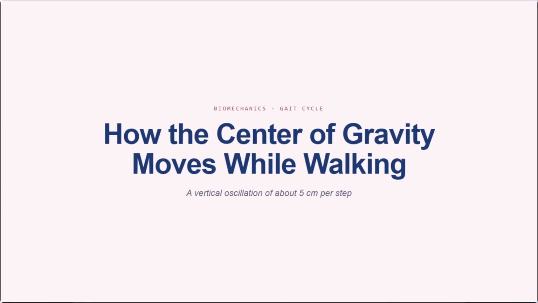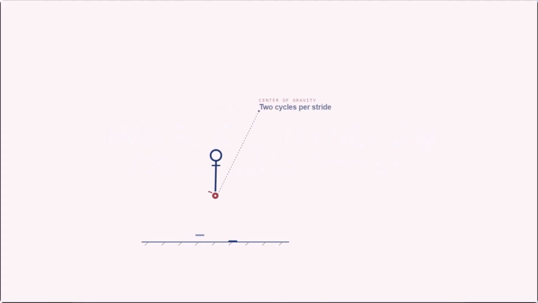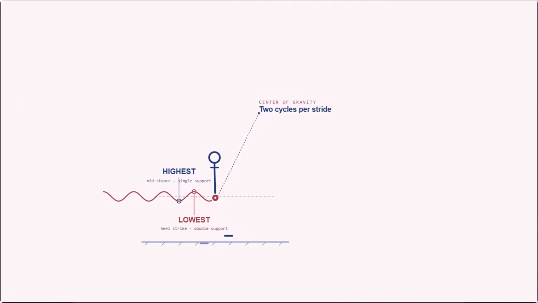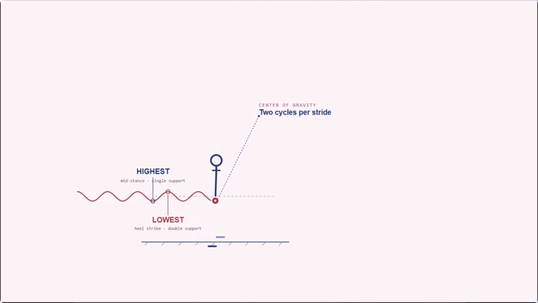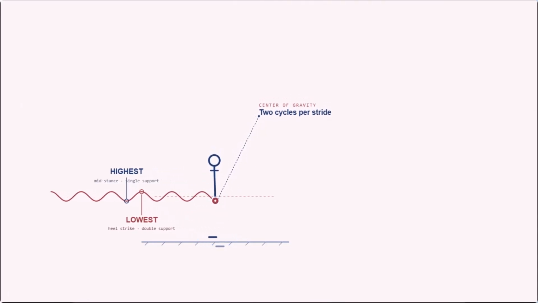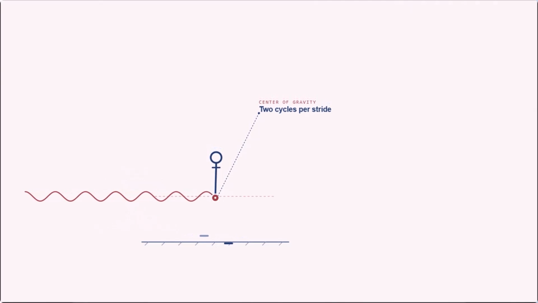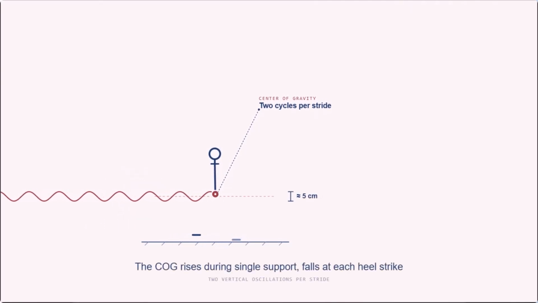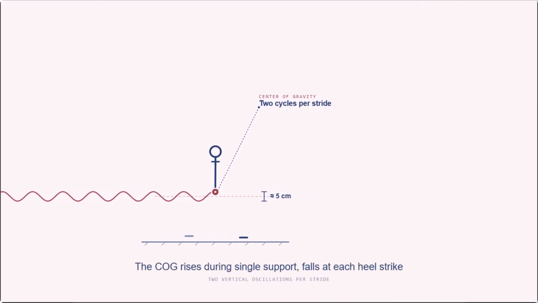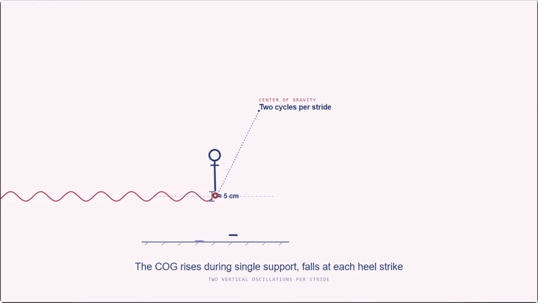When you walk, your center of gravity doesn't travel in a straight line. It gently rises and falls. Watch the red marker at the pelvis as this figure takes a step. It reaches its highest point at mid-stance, when the body is balanced over a single supporting leg. And it drops to its lowest point at heel strike when both feet briefly share the load. The result is a smooth wave, about 5 centimeters tall, completing 2 full cycles for every stride you take.